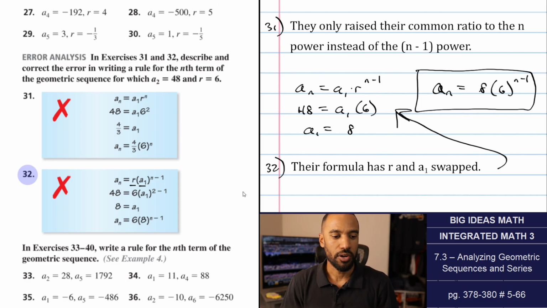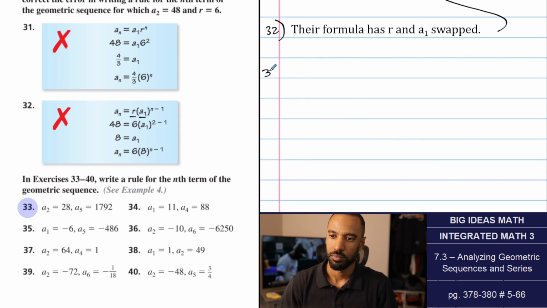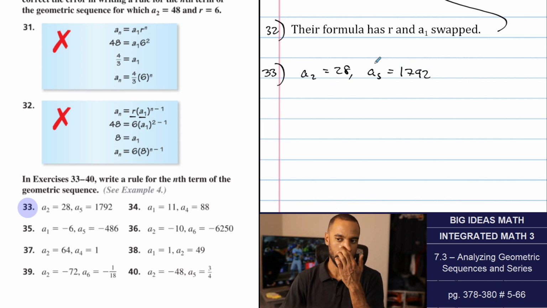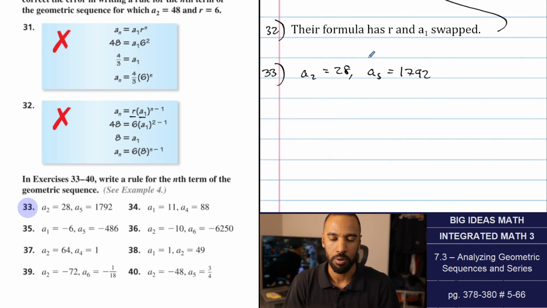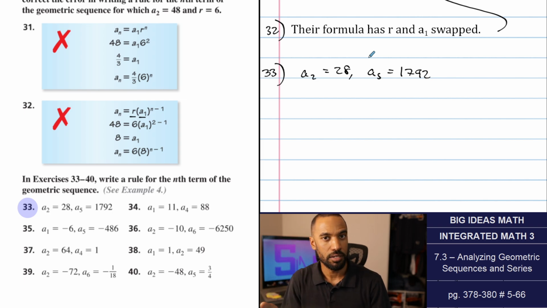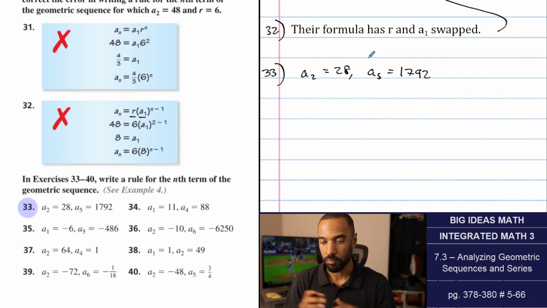All right, next exercise is 33 to 40. Write a rule for the nth term of the geometric sequence. This time we have two given terms, and we kind of do a system of equations version of solving here. There are other ways we can talk about it, and I mentioned it in the lecture portion. I'll probably just leave it to the system of equations. I'm going to solve half of them using the substitution method and half using the elimination method. The book uses the substitution method. I've done both before in the past, so I'm going to continue doing that.